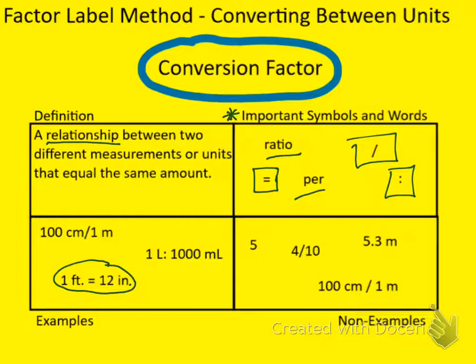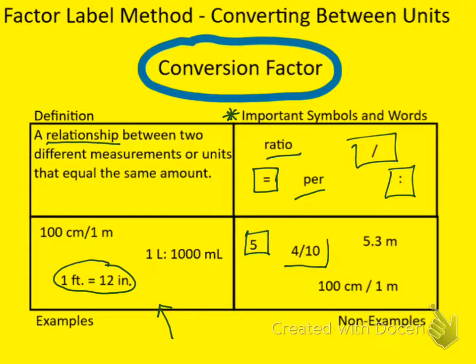So if you look at the examples box, everything in that box is equal. So 1 foot is equal to 12 inches, 100 centimeters equals 1 meter, and 1 liter equals 1,000 milliliters. I want you to compare that to the non-examples. The number 5 is just a number. There's no unit, there's no equivalence, so it can't work as a conversion factor. There's no way to use that data to get from one unit to another.